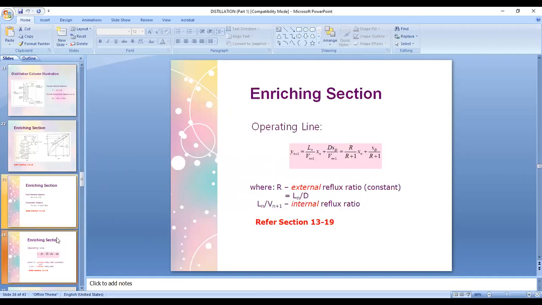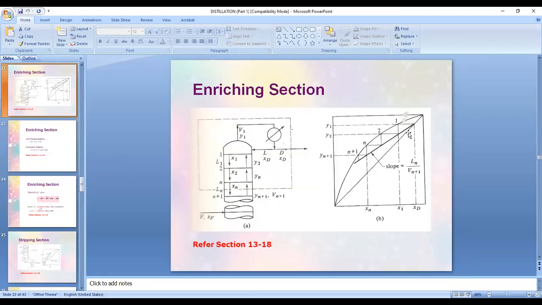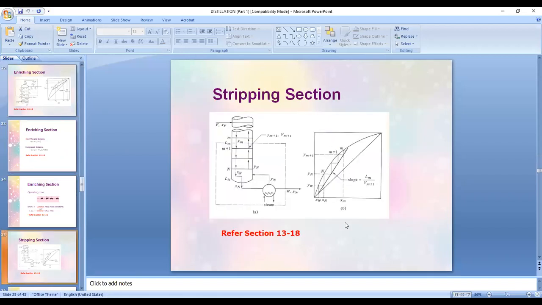Okay? Now, this is our stripping section in terms of the equilibrium diagram. So now it's in here. If our enriching section starts on the X sub D, our stripping section starts with the X sub W. I'm referring to the line that is drawn in the equilibrium diagram. Now this is your stripping section. Now the feed is still there, but it's actually really included in the stripping section.